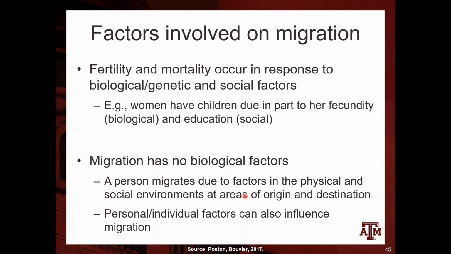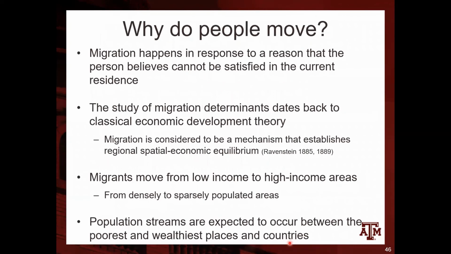That's what happened with the civil war in Syria as well. A lot of Syrians trying to save their lives by going to Turkey, to northern Iraq, to Lebanon, to Jordan. The same thing is going to happen right now in Ukraine as well. It's already going on. If you read the news today, people are moving out of the capital first to more interior areas, and how this conflict will develop, this movement of people will be influenced by that. Why do people move? Migration happens in response to a reason that the person believes cannot be satisfied in the current residence.